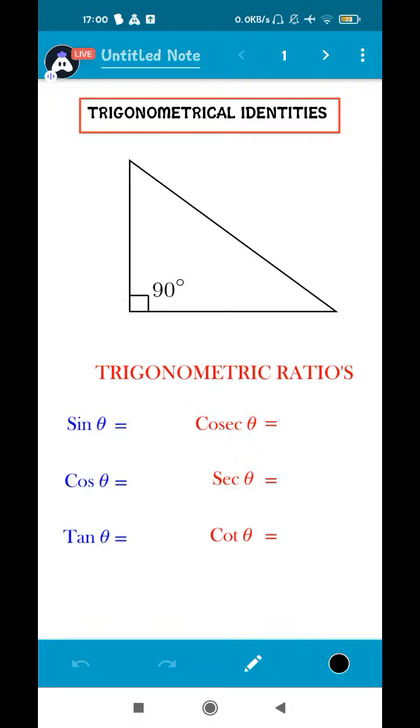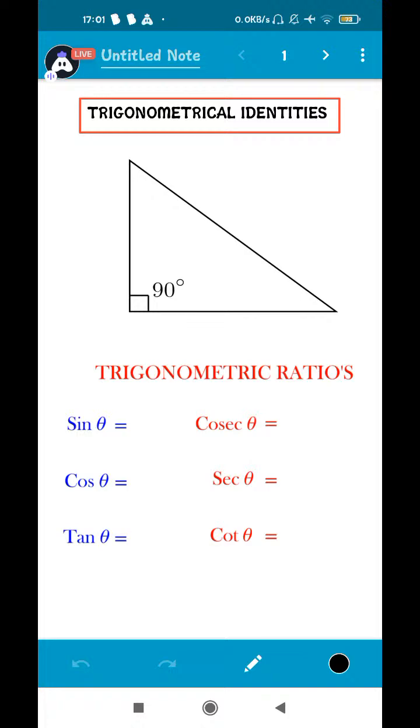Since we have finished the first chapter in chemistry, today we are going to start a new chapter, and we will do it from maths. We are going to start the new chapter Trigonometrical Identities, which is a very interesting chapter and which will be used throughout your life. So what do you mean by trigonometrical identities? The Trigonometrical Identities chapter basically deals with a right angle triangle and some particular relations related to the trigonometric ratios which you have learned in class 9.